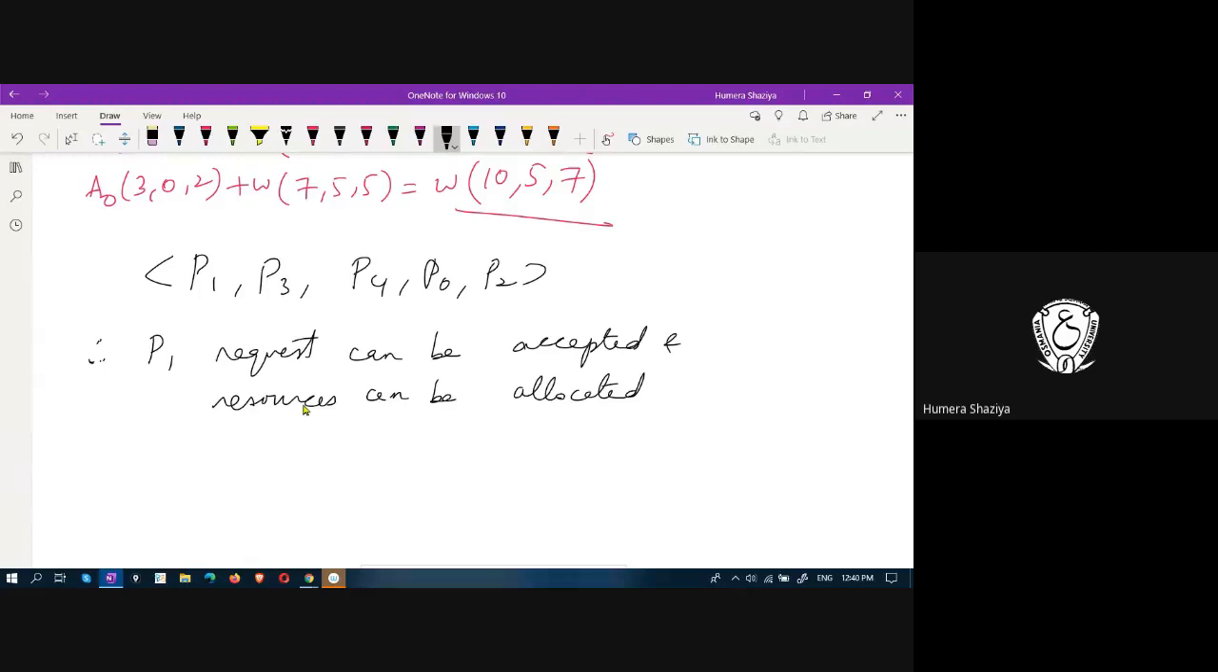Okay, with this we completed our deadlock avoidance, in which we studied the Banker's algorithm. Can I proceed to the third technique? Do you have any doubts in this? No.